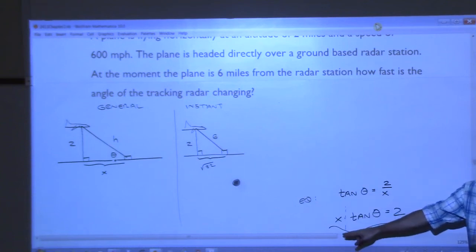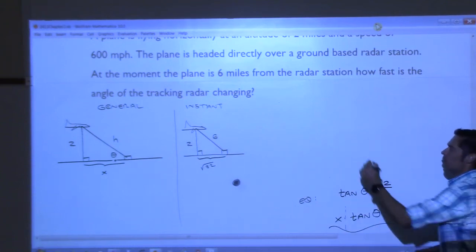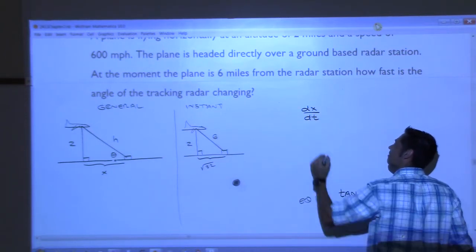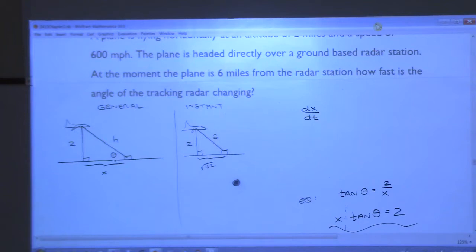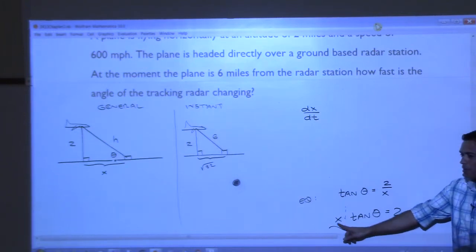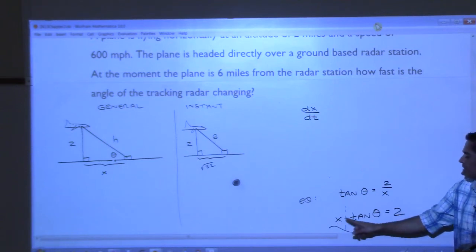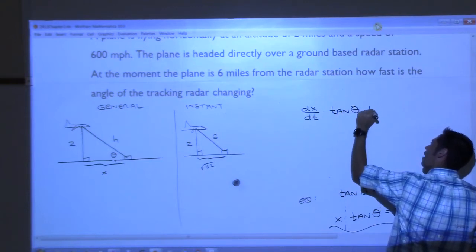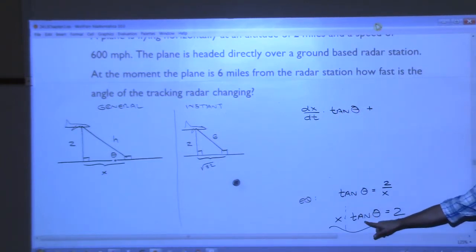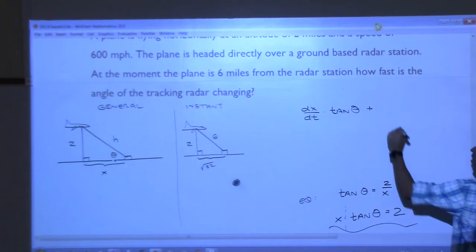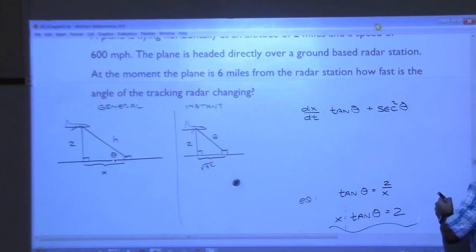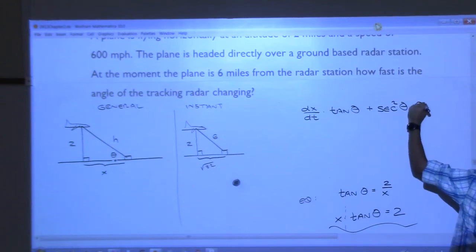Second one times the first one. So derivative of x with respect to t is dx dt, remember, right? Right, what is the derivative of x with respect to t is dx dt, right? Times tangent theta plus derivative of tangent theta, secant squared theta, that times d theta dt.